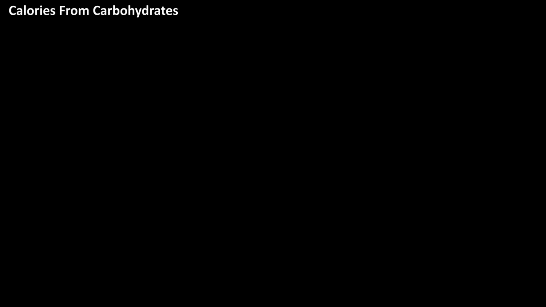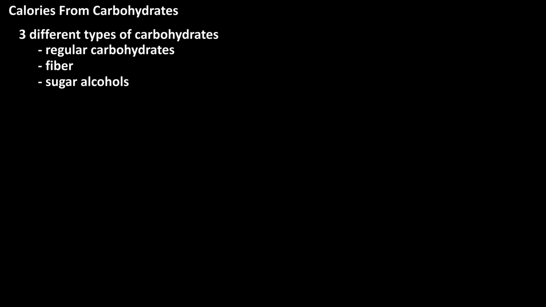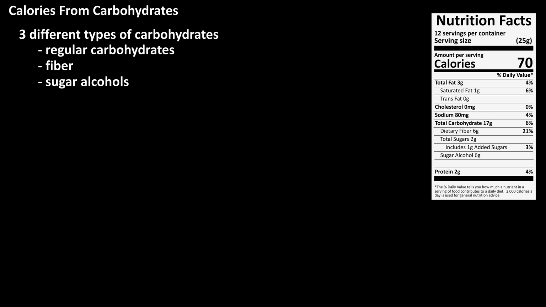When it comes to calories from carbohydrates, to make things easier, we need to break down carbohydrates into 3 different types: regular carbohydrates, fiber, and sugar alcohols. Each of these provide different caloric amounts. Here's an example nutrition facts label.